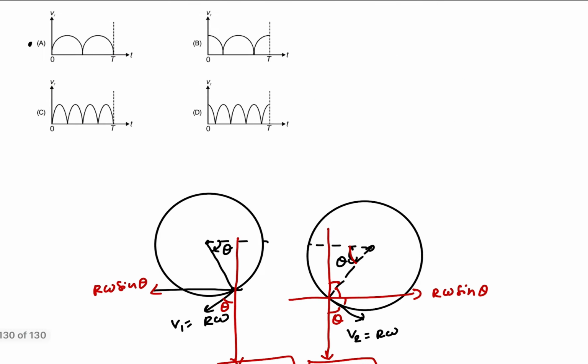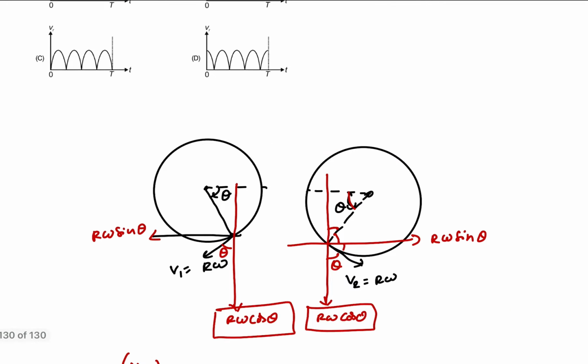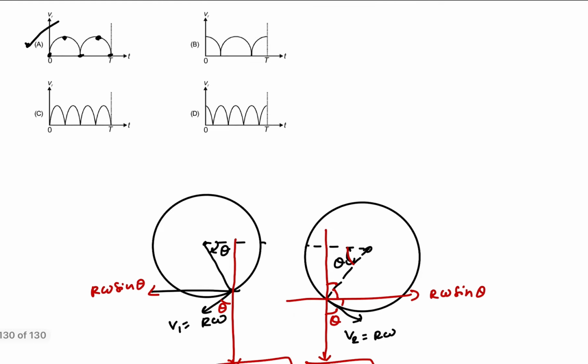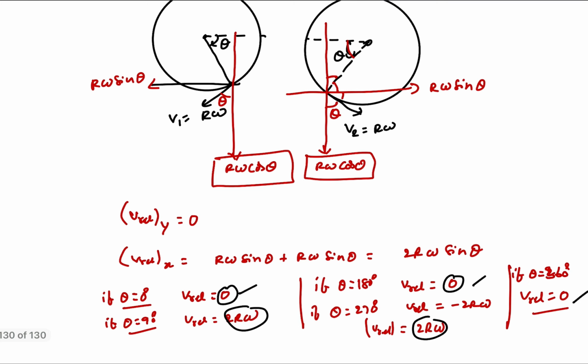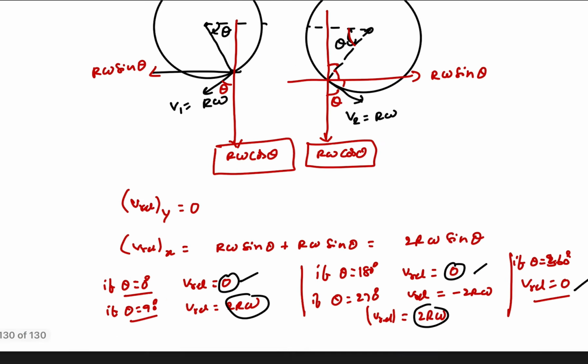Okay, so now you can see the sine graph we have to get. In one time period, you can see 0 is occurring 3 times, and the maximum value 2 times. At the starting point, at 180, and at the ending point it is 0, and 2 times 2r omega is there. You can see 1, 2, 3, 3 times 0 and 2 times the maximum value. First option is the correct option. A sine graph, observe this carefully. They are not asking the relative velocity, they are asking relative speed. Speed is always positive. So first option is the correct option.